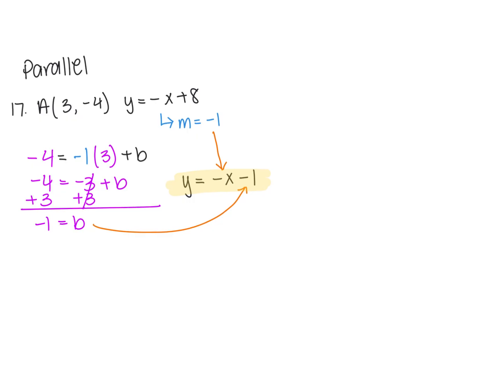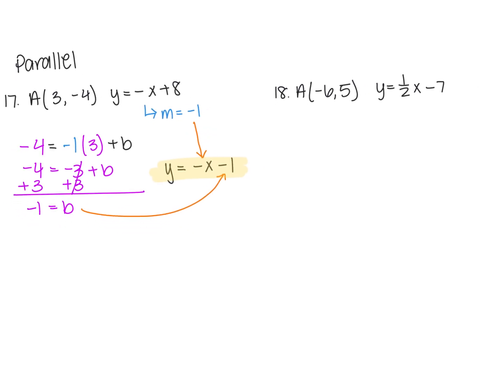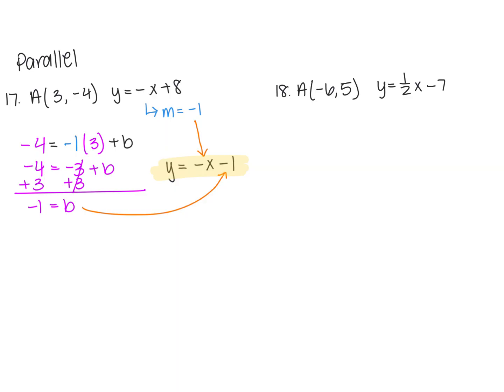All right, that's 17. I'm going to go ahead and do 18 as well. 18 said again it was parallel. So I'm still using the same kind of format. I have A (-6, 5), where y equals 1/2 x minus 7. So I'm solving it the same way, finding that new slope. Remember, it's parallel, so my slope is going to be the same. Plugging in what they're giving me, those points, and solving for b.